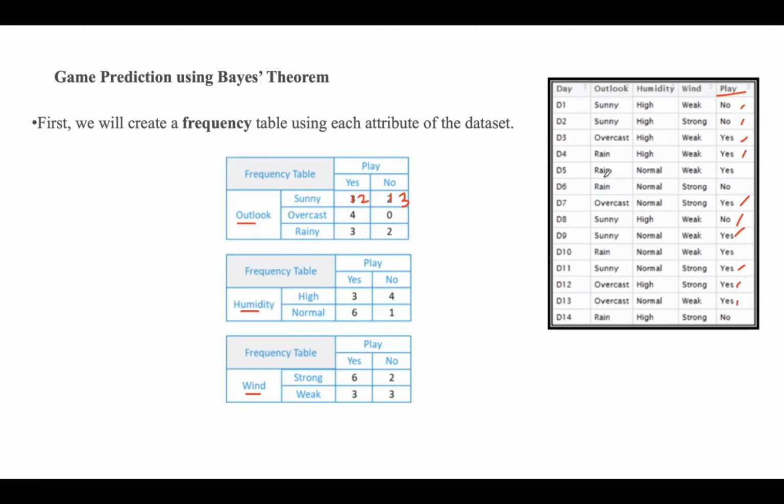Rainy, yes: 1, 2, 3. So rainy, yes is 3. Rainy, no: 1, and the last one, 2. So this is 2. Similarly, calculate for humidity and wind also. For humidity high, we are taking the high conditions. High, yes, 1. So let me erase this.